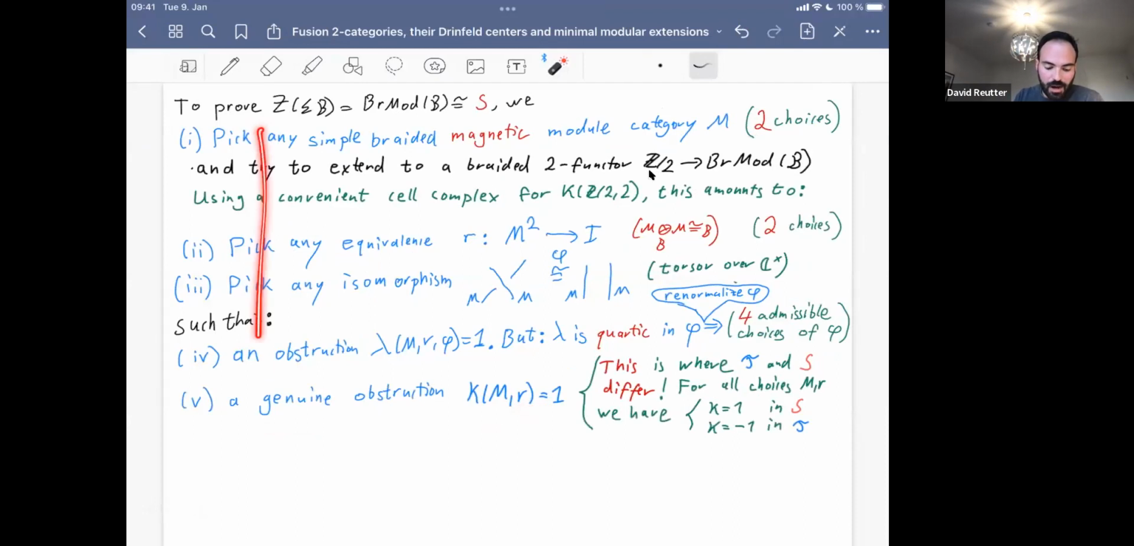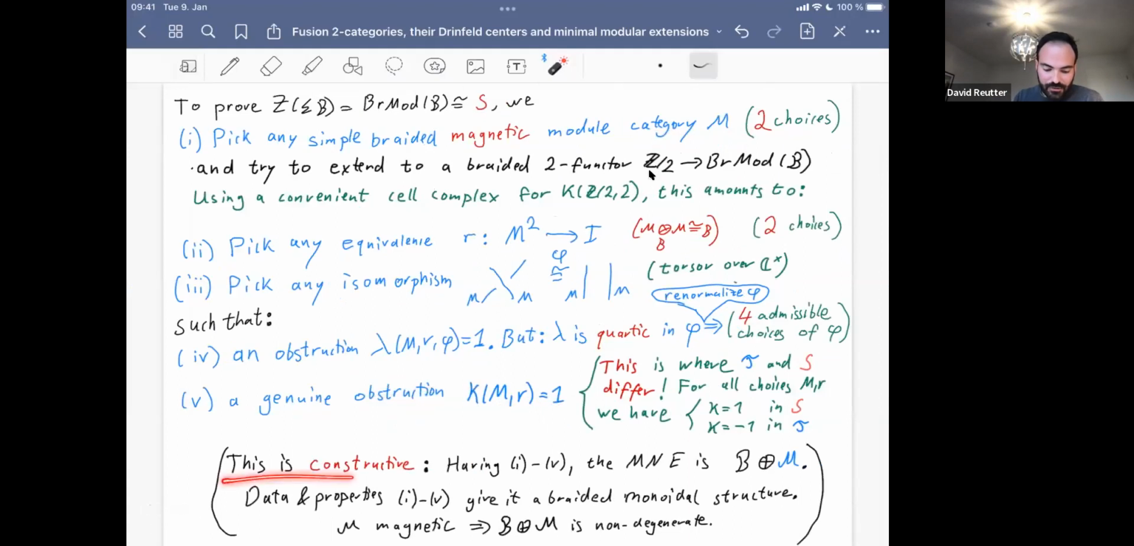Like this whole game up to this point, I could have done for T and for S and it would just have sort of gone through. But at this point, it would turn out that whatever choices I picked for T, I'd get that this number is minus one. Whereas whatever choices I did for S, I get that this number is one. So that's how you see the difference between S and T. So what we have to make sure is that if I'm doing this for braided module categories, I'm getting out a one here and not a minus one.